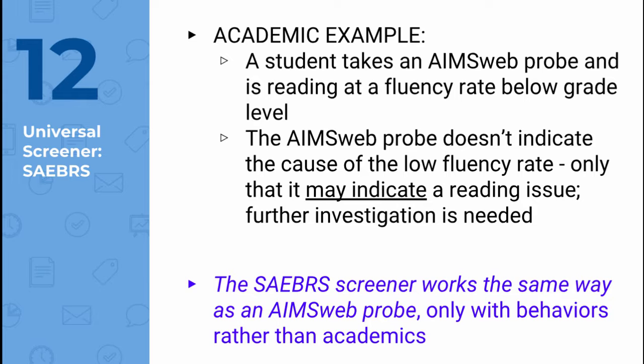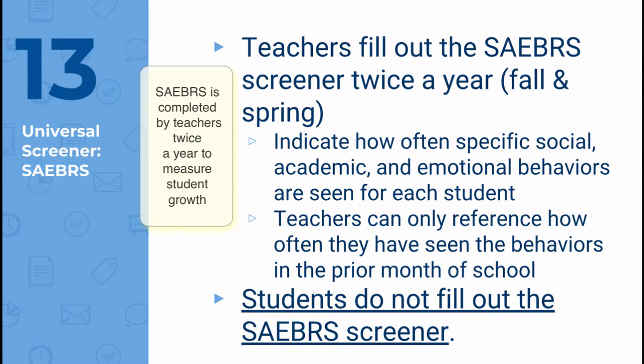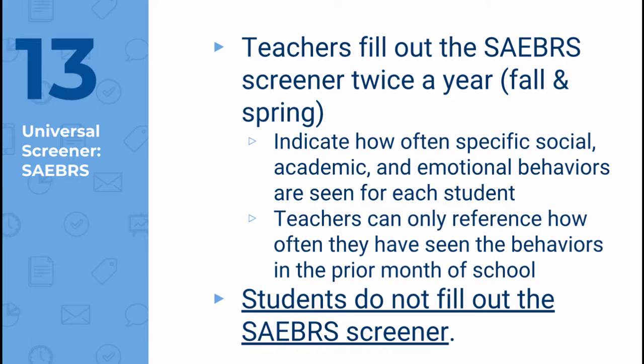The SAEBRS screener does the same thing as the AIMSweb probe does. It indicates that a problem may exist, but more investigation and information is needed to determine if there is an underlying issue. In order to identify students that may be exhibiting a social or emotional need, teachers fill out the SAEBRS screener. This is done twice a year to see student growth, similar to how MAP growth testing is done multiple times a year. The SAEBRS screener asks teachers to indicate how often they have seen specific and easily observable behaviors in each student during the previous month.